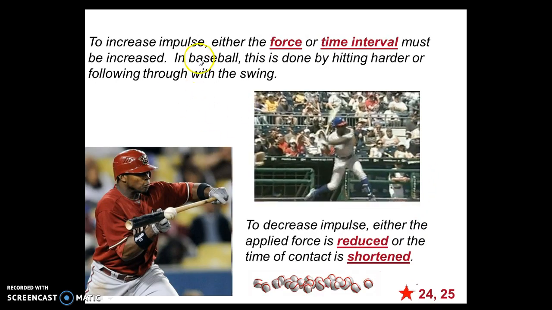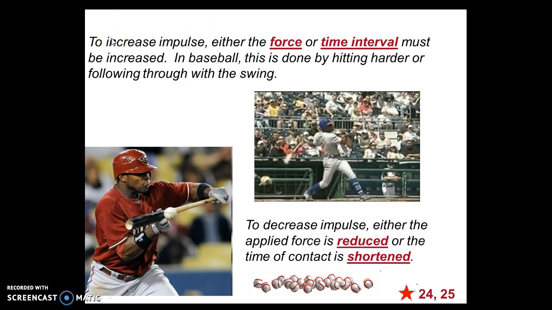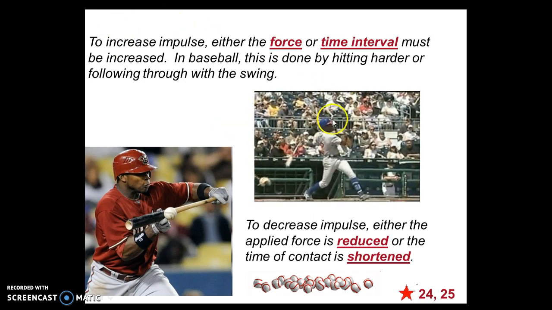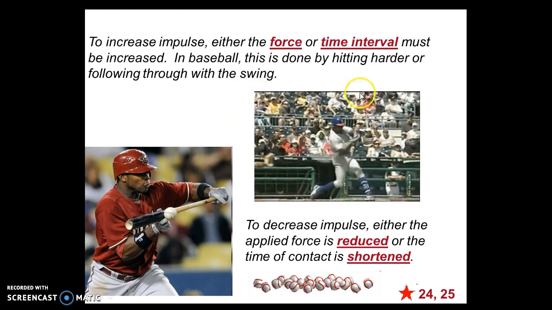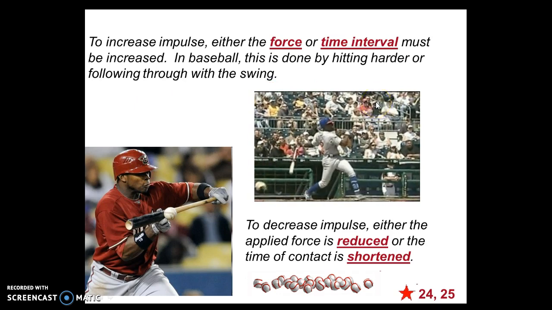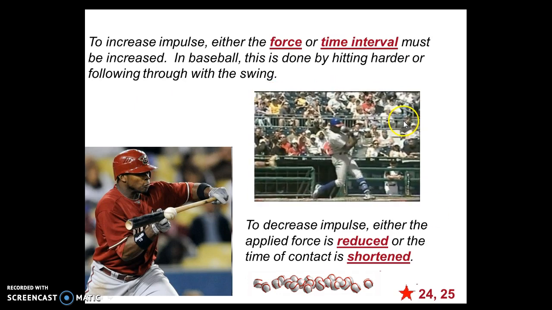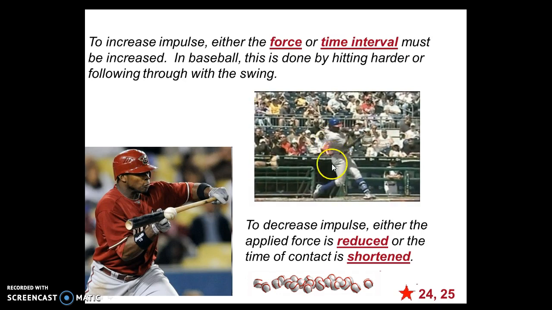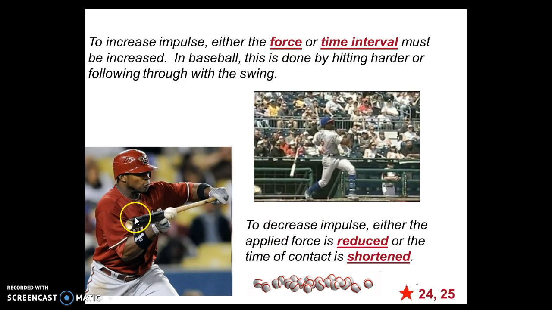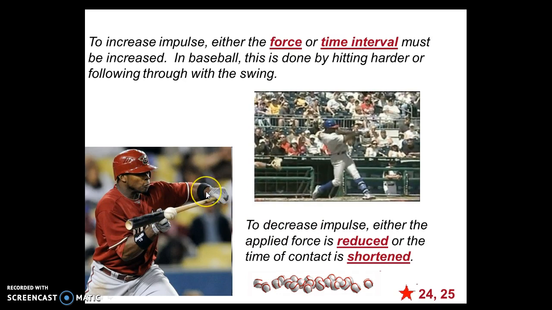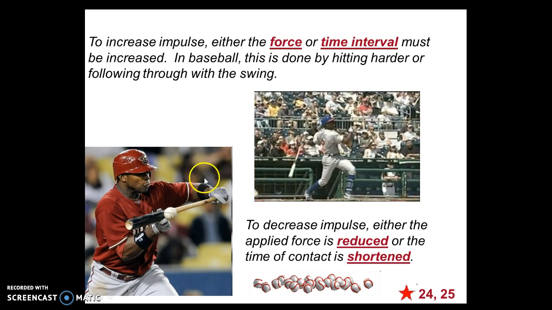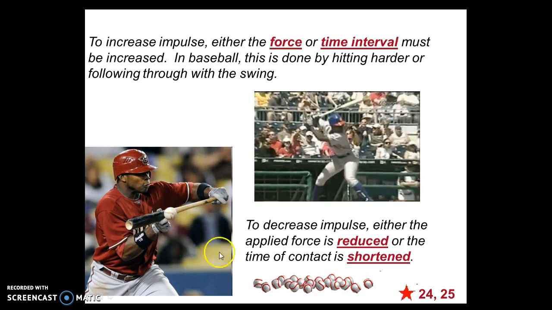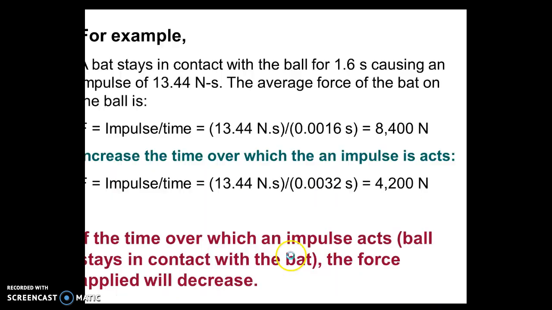Another example, bringing in other components: force versus time in baseball. You can either hit harder or follow through with the swing, continuing contact with the ball. In this case, you're following all the way through, increasing the contact time while also increasing the force. While here, when you bunt the ball, you are not swinging hard; you're just holding the bat up and taking the force of the ball against it. It also means the contact time is decreased.